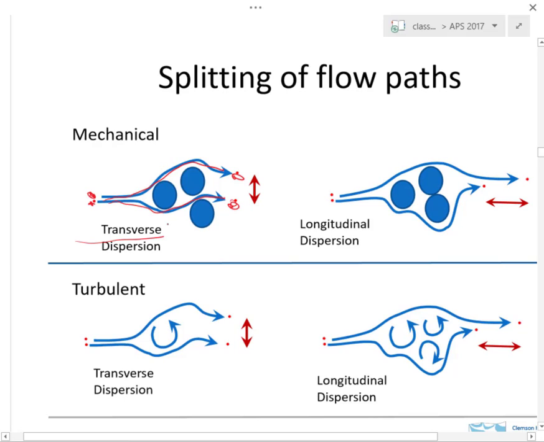We could also envision some other configuration of the flow paths that might look like this, in which case these guys are now separated like this in a longitudinal direction.